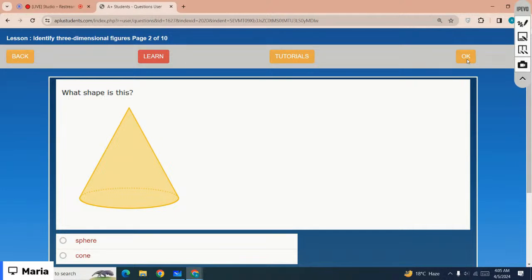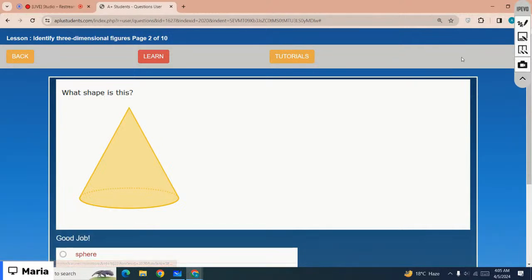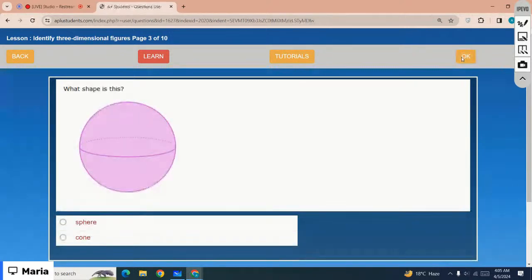What shape is this? Which is the correct option? Yes, again, that's a cone. The shape has a pointy tip, a circular face, and a curved portion. So that is a cone. The correct option is cone. What shape is this? Which is the correct option? Sphere it is. The correct option is sphere. Option number one is the correct option.